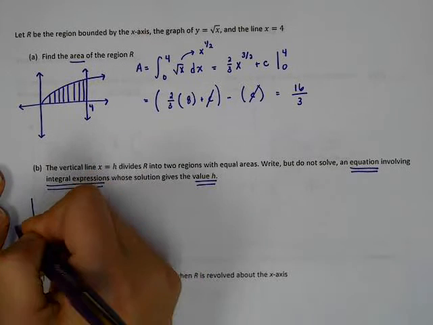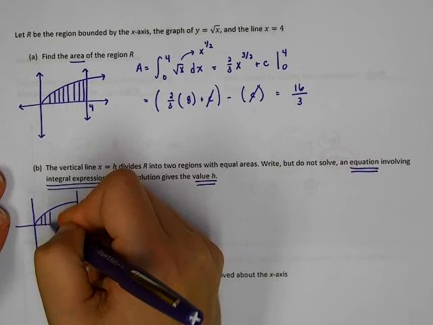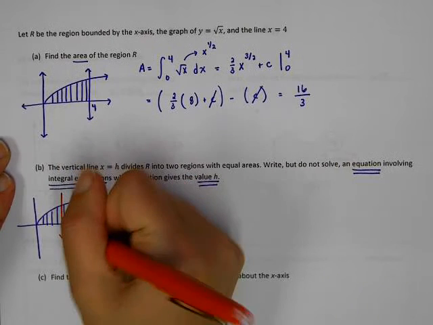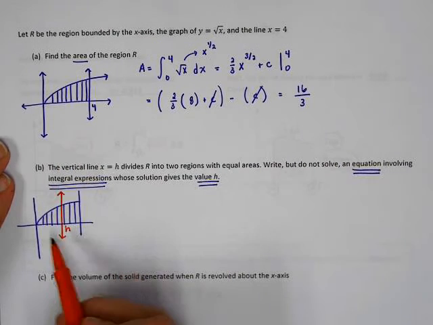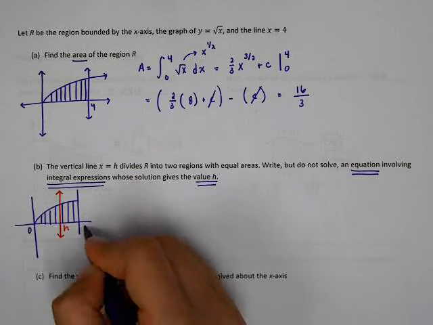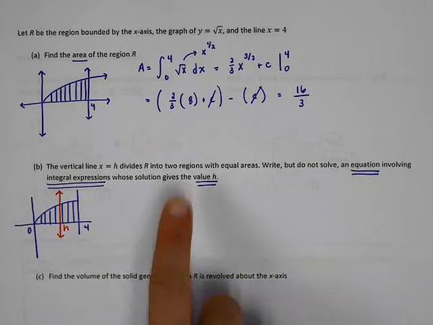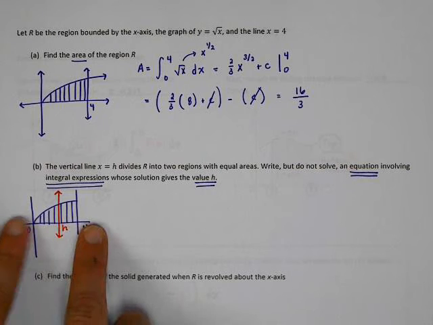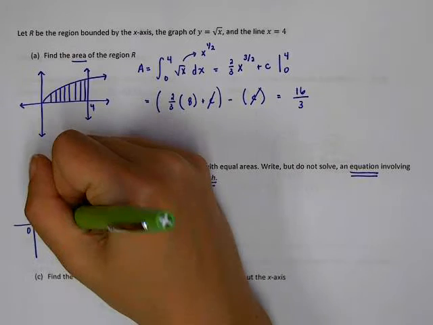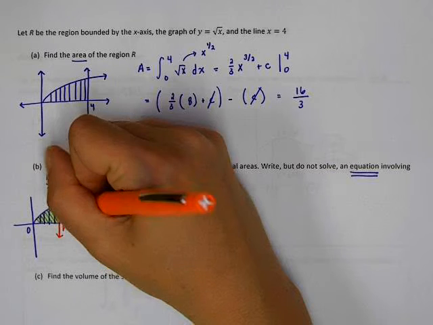What they're saying is you're going to take this region that you just found the area of, and you're going to draw a vertical line somewhere between the 0 and the 4. Right? So this is the beginning is 0 and the end is 4. We don't know where to draw the line, but we want to draw it in a place where this region has two equal areas now. The left side has an area that is the same size as the right side's area.